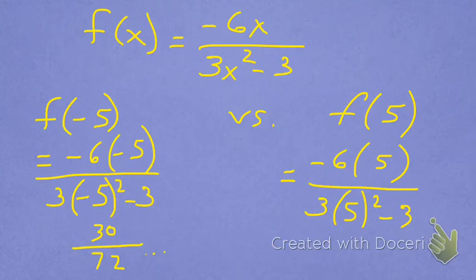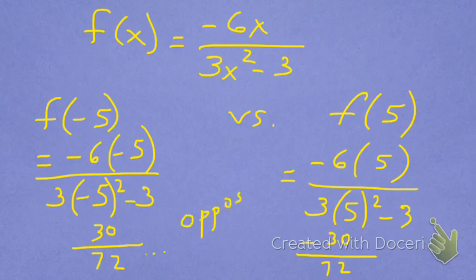On the right, we have negative 30. 3 times 5 squared is 75, take away 3, 72. Oh, you see that these are opposite y values for opposite x's. And when we have opposites, we would conclude that the function is odd.